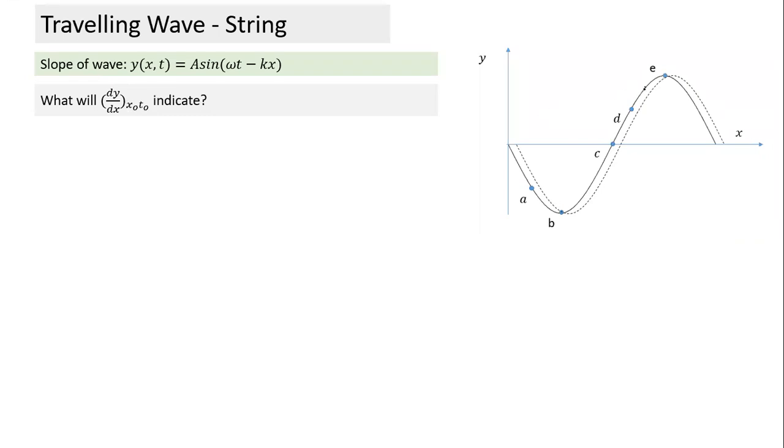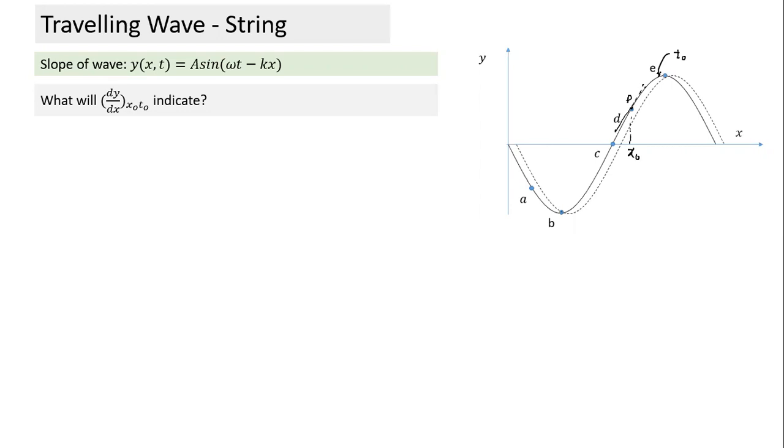Suppose this is the shape of the string at time t naught. You can also call this the shape of a wave at a particular instance of time. And there's a particular point P here, at coordinate x naught. If I substitute these values into dy by dx, it will indicate the slope of the tangent drawn at this particular point at this particular instance. So dy by dx indicates slope at a particular point at a particular instance.